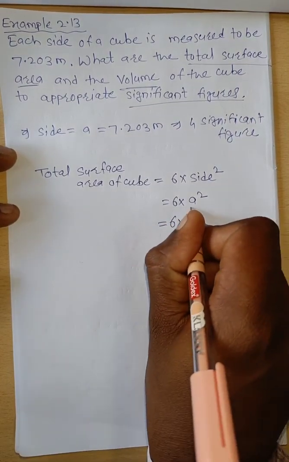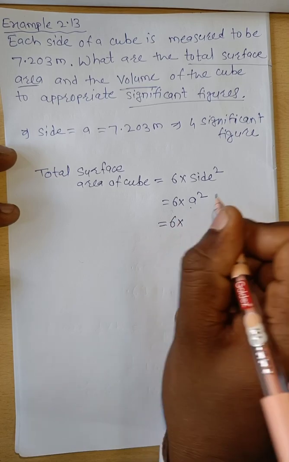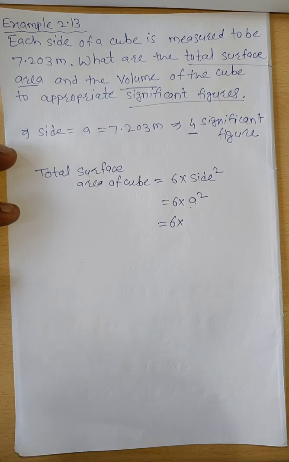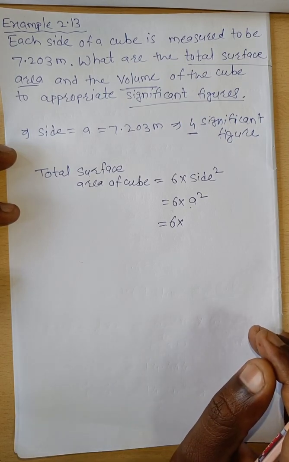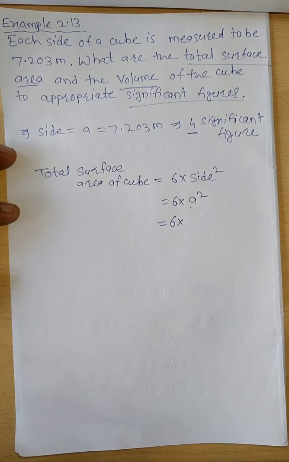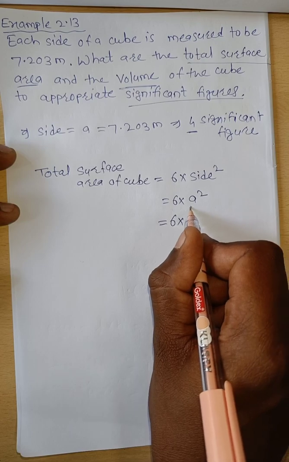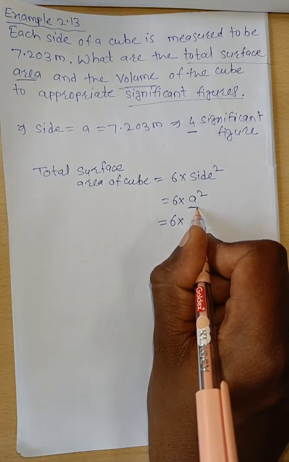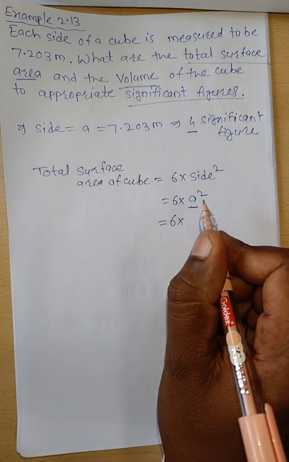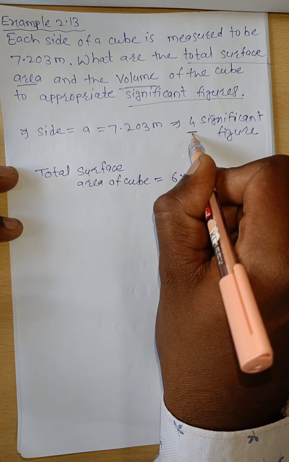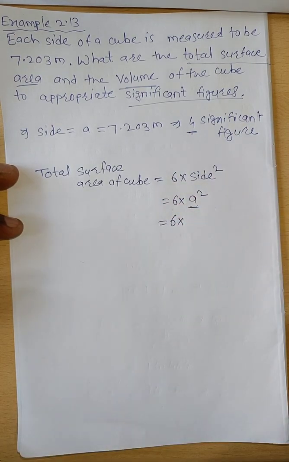Therefore, 6 into A square. A has how many significant figures? 4. Okay, therefore one A is 4 significant figures and the other A is also 4 significant figures. A square is nothing but A into A, which means multiplication occurs. In a multiplication, the answer should have the least number of significant figures. Therefore, A has 4 significant figures, and the other A also has 4 significant figures, so the answer should be in 4 significant figures.